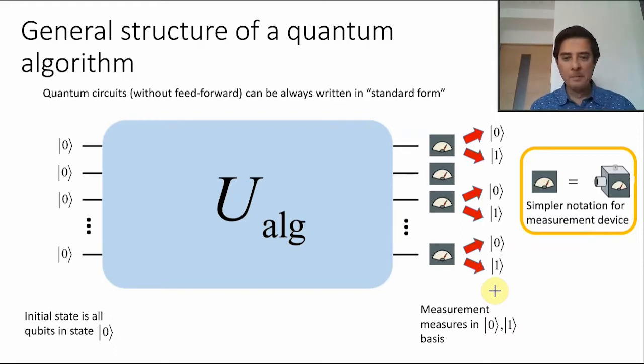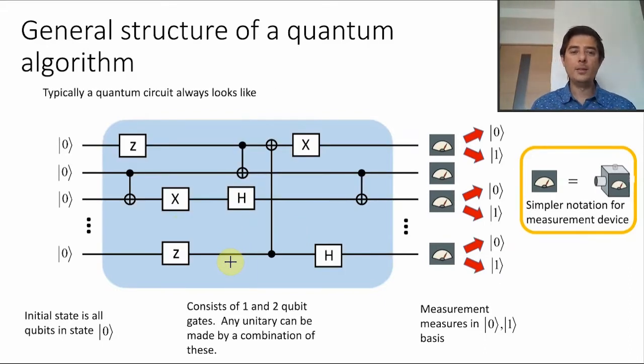Okay, so first, let's just look inside here. What do I mean by this U algorithm? This seems to be the most important part of the circuit. By that, I just mean some kind of combination of these gates that we already talked about.